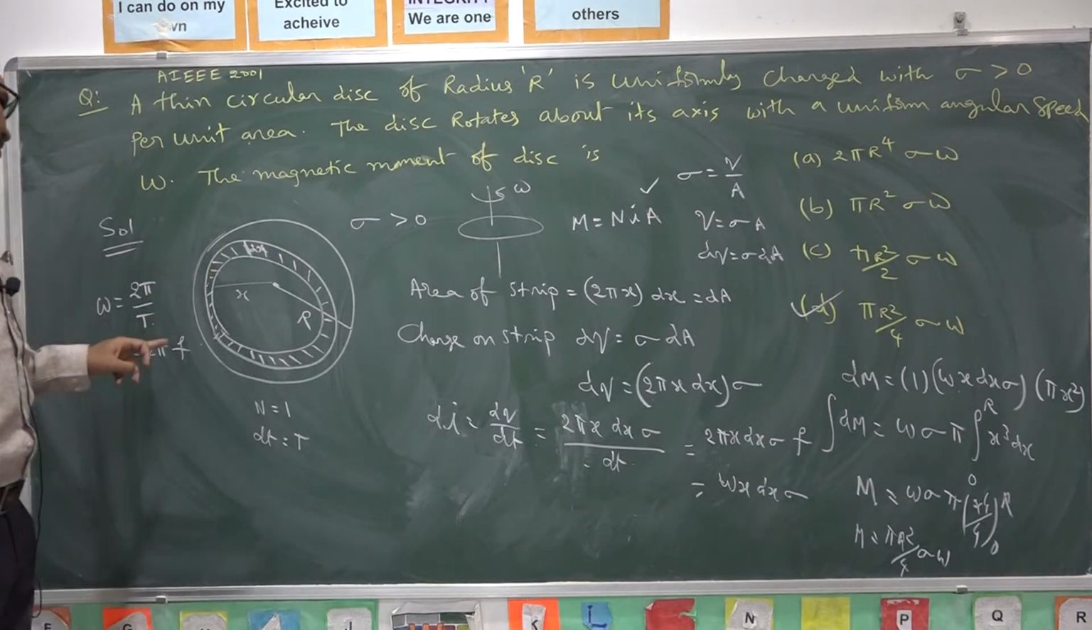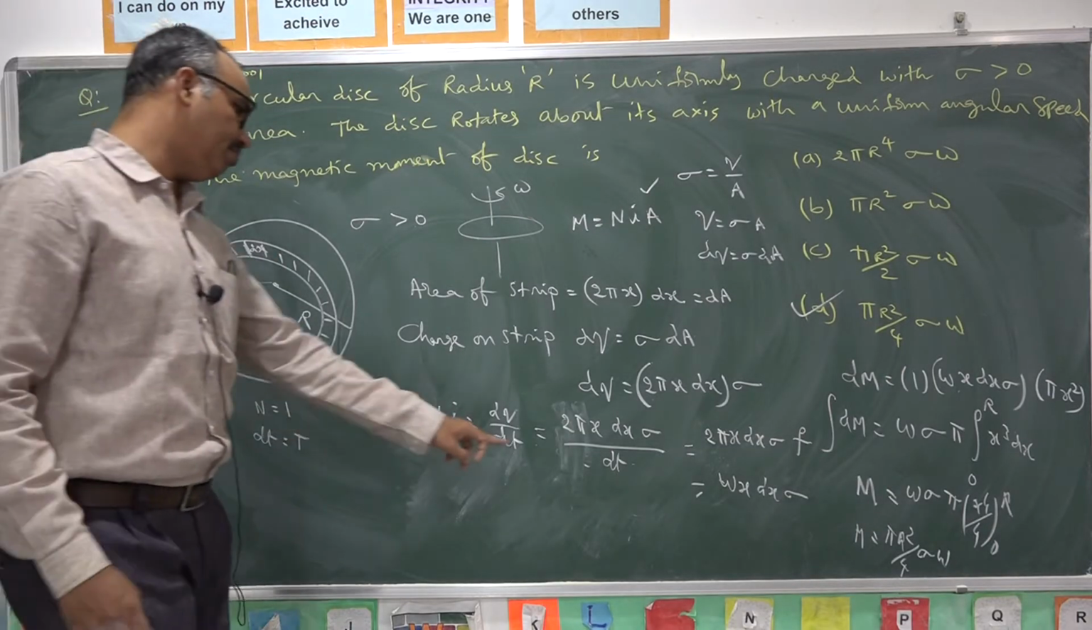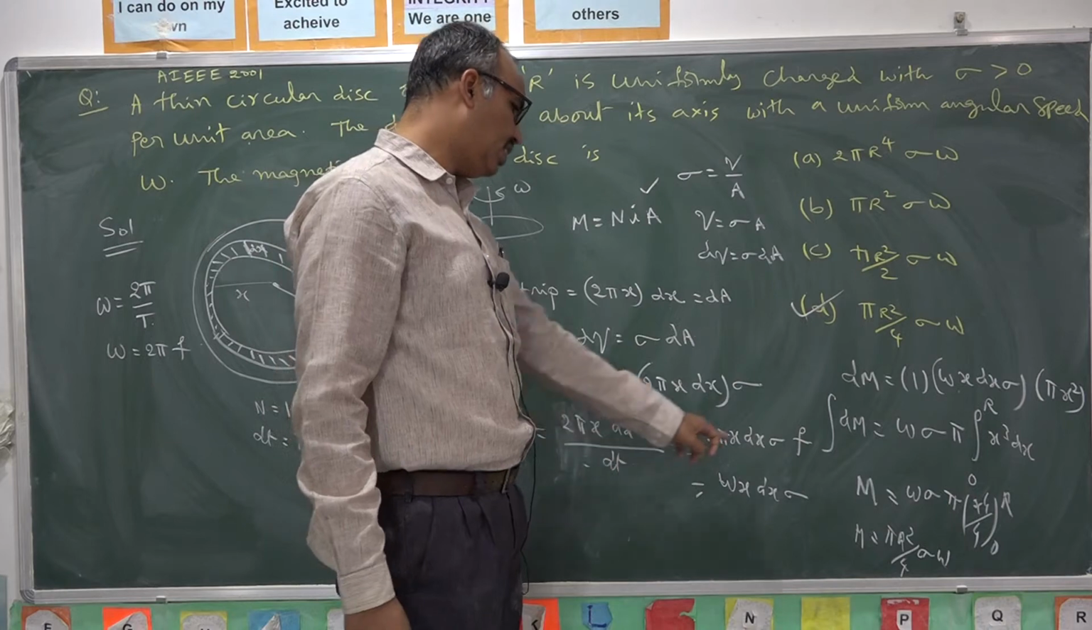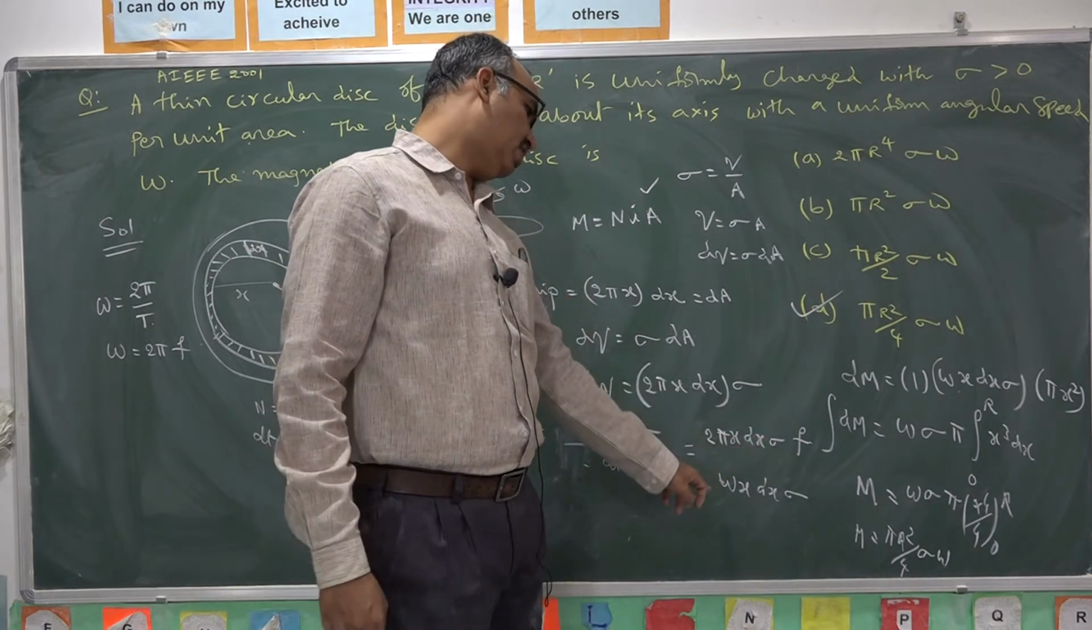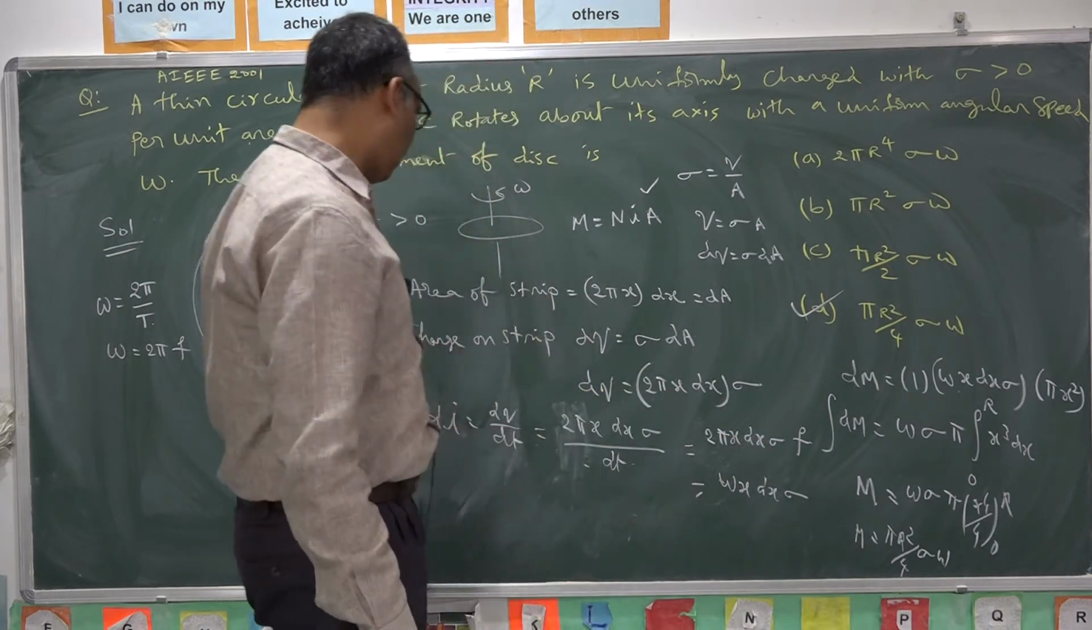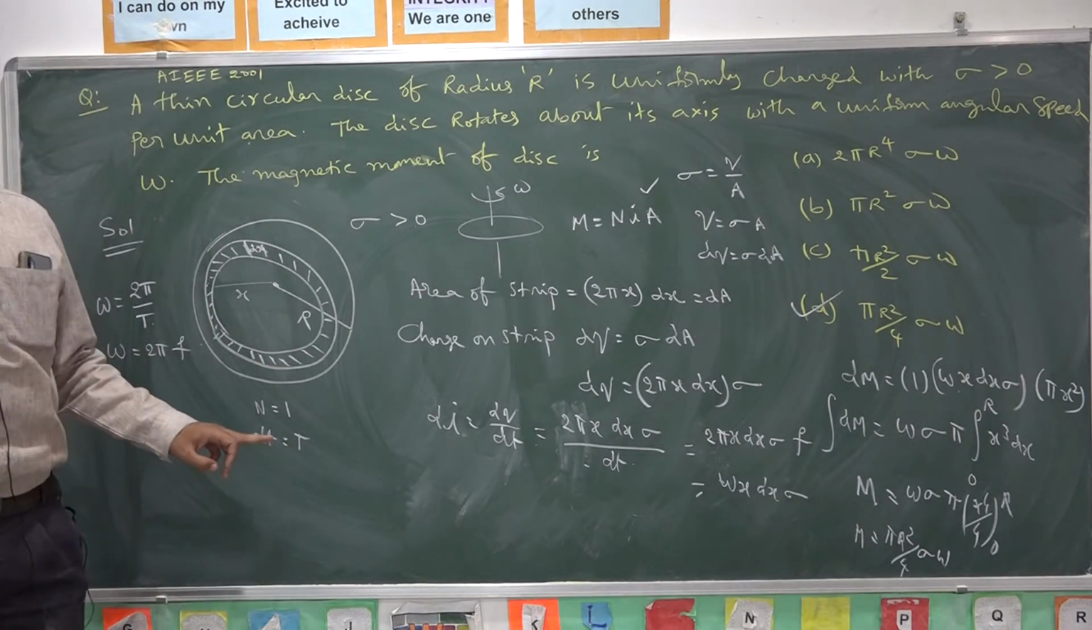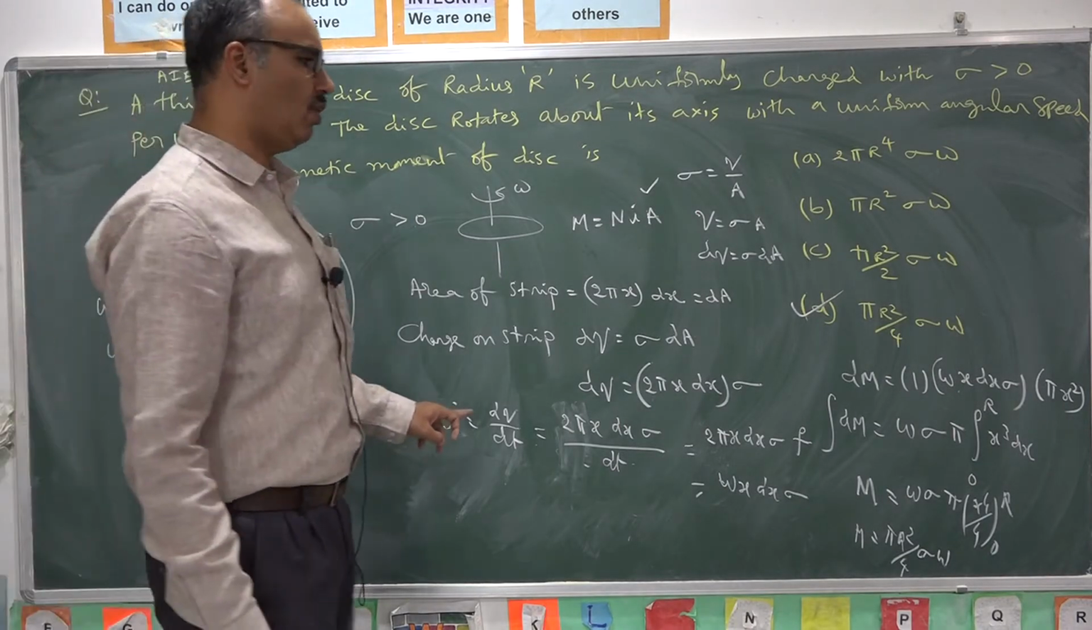If I take only one rotation, the time taken is nothing but the time period. dt is nothing but T. 1 by time period is called frequency. 2 pi f is called omega. So this is the current developed due to the rotation of the elemental strip for one rotation.